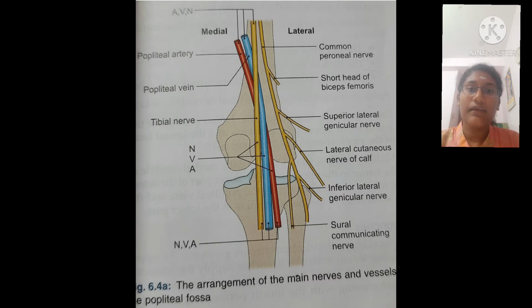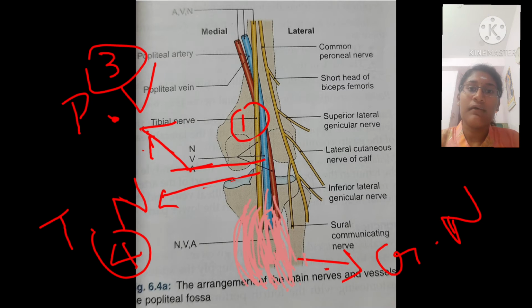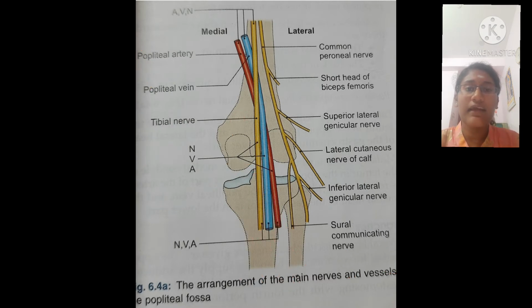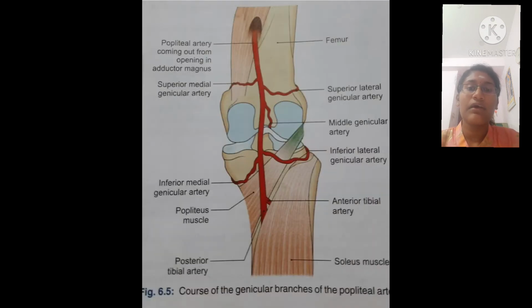Medial to the popliteal artery there are five contents. These are the medial condyle of the femur, semimembranosus muscle, and then the tibial nerve, popliteal vein, and the medial head of the gastrocnemius muscle. The lateral relations are the lateral condyle of the femur, the biceps femoris muscle and the lateral head of the gastrocnemius muscle. Now let's go to the branches of the popliteal artery.